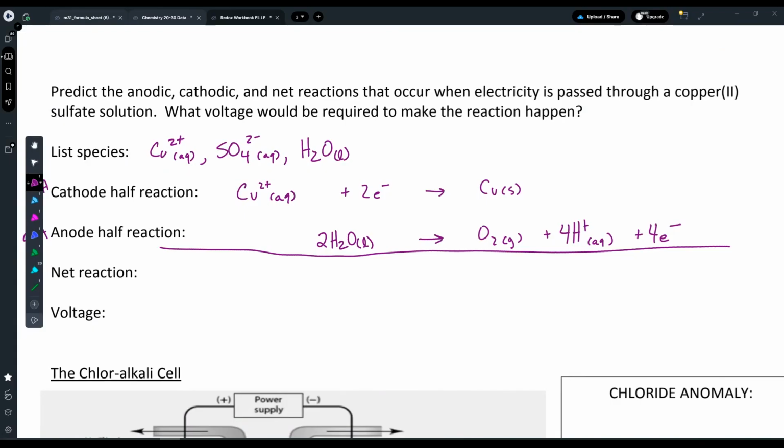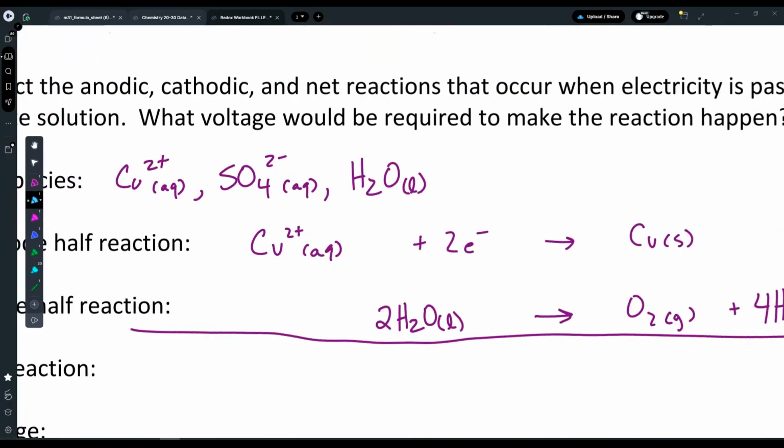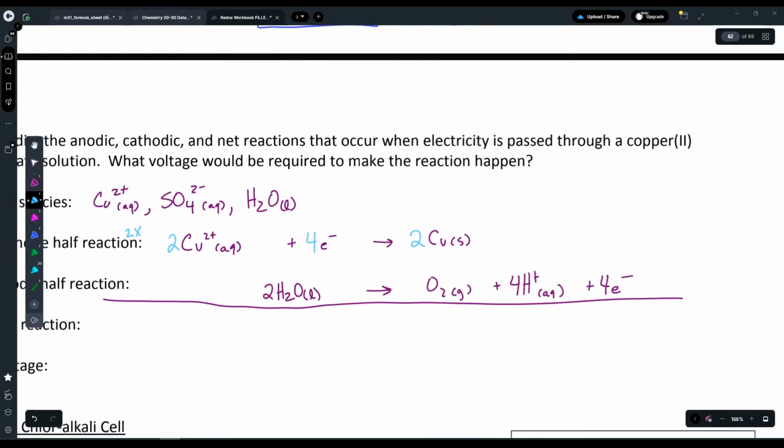Okay, so remember that when we're adding up reactions, the goal is to make it so that our electrons cancel out. So we're asking ourselves, okay, what is the lowest common multiple between 2 and 4? Well, that's going to be 4. So I need to multiply everything in my SOA reaction by 2 in order to make this happen. So 2, that would be 4, this would be 2. Okay, so now we have an equal amount of electrons on opposite sides of the reaction arrows.